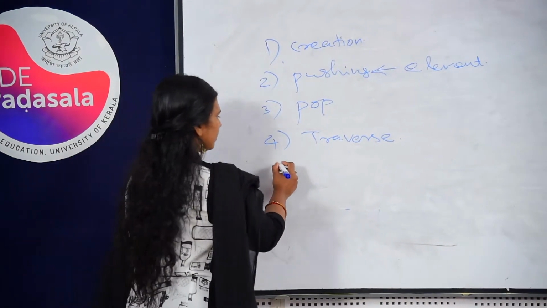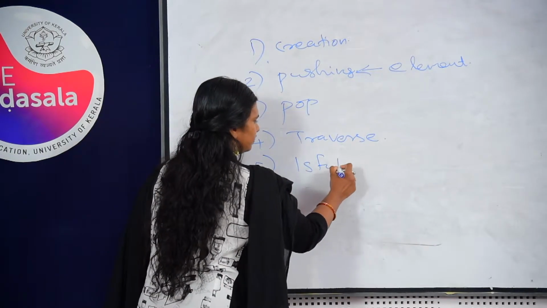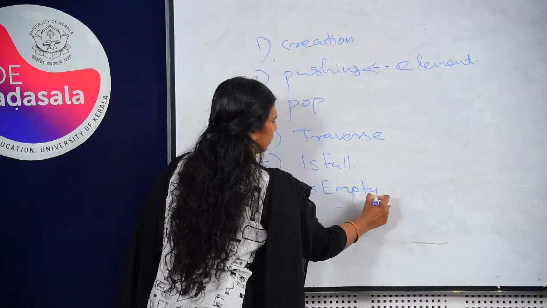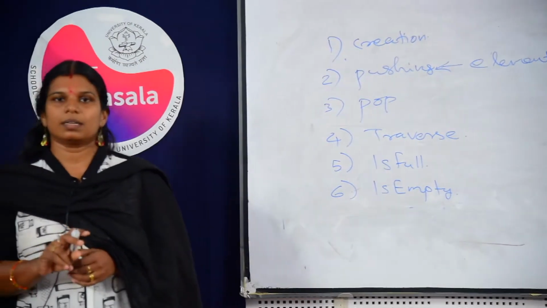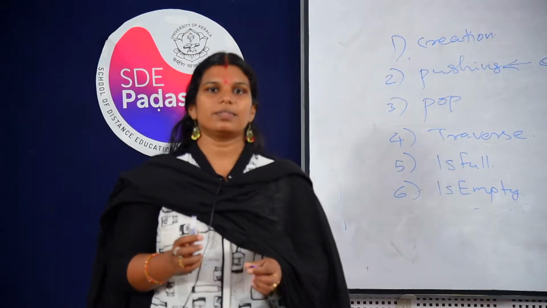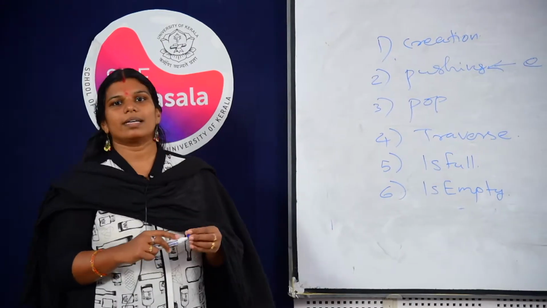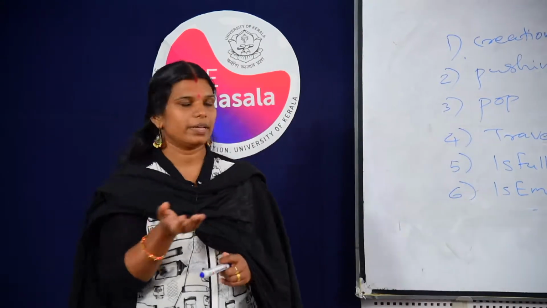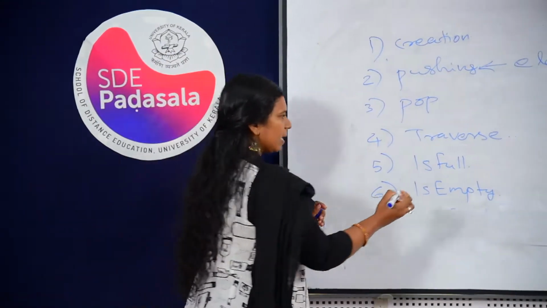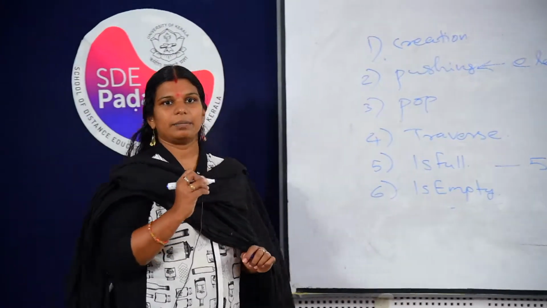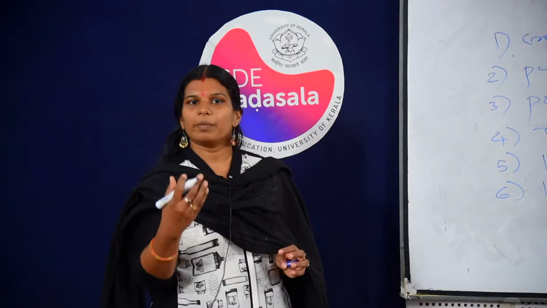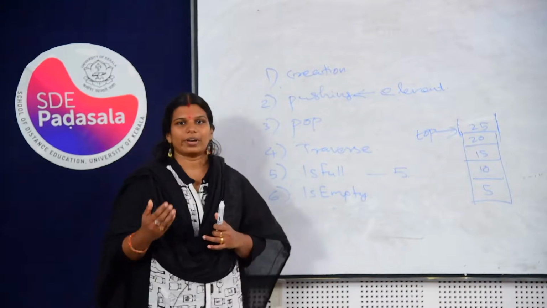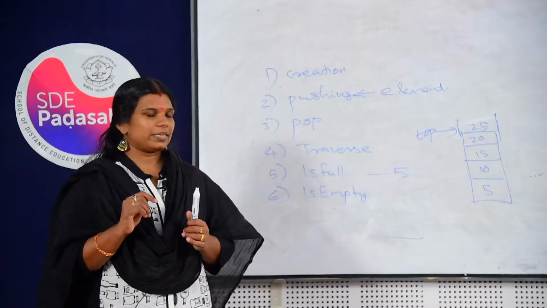Then we have to perform another two operations, that is full and is empty. Why we have to perform a full operation? Full operation is performed since we have to perform pushing. Why? We already specified the maximum capacity of the stack, here we have reserved 5 elements, and if we are crossing the limit, that is if we are going to insert one more element into the stack, what will happen? It will result in overflow.